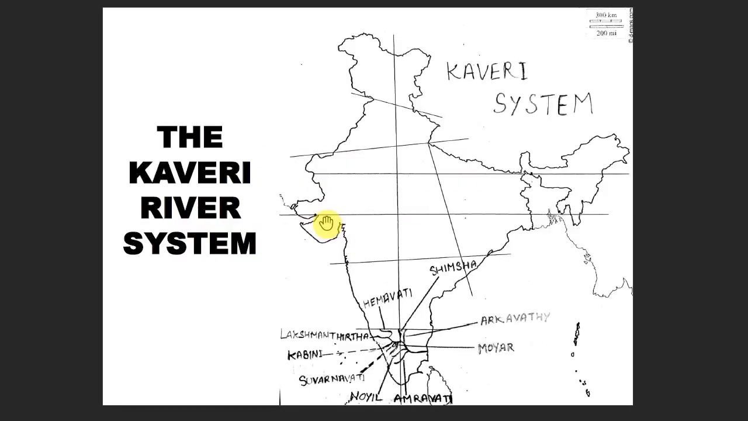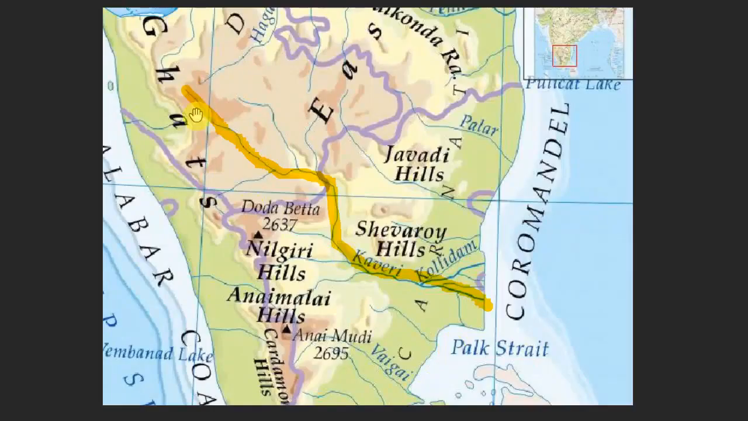So welcome friends. Today we will discuss the Kaveri river system and some other important major rivers which we will see across 2 days, tomorrow also. So this is a master map of the Kaveri river system. We will analyze the flow of the course of the river.